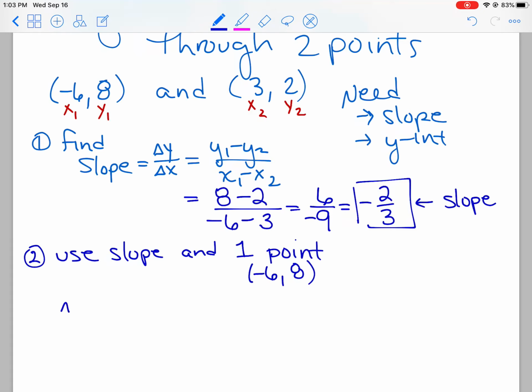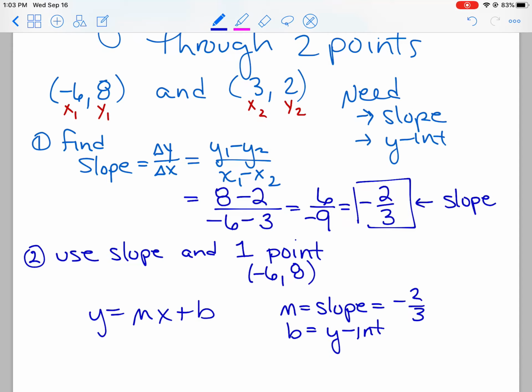So now I have my slope, and remember m, and we're going to write our equation. The equation for a line is y equals mx plus b, where m is our slope, and we know that is going to be -2 over 3, and b is my y-intercept. And that is what we're looking for. So I'm going to take the point, and I know that in that point the x is -6 and the y is 8, and I'm going to substitute those into my equation.